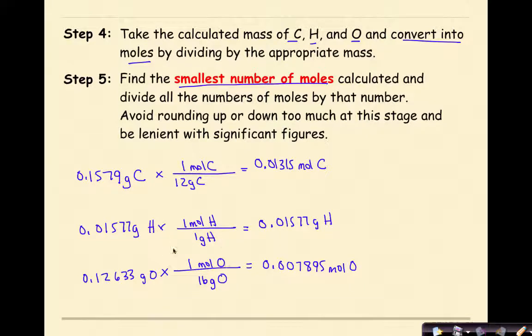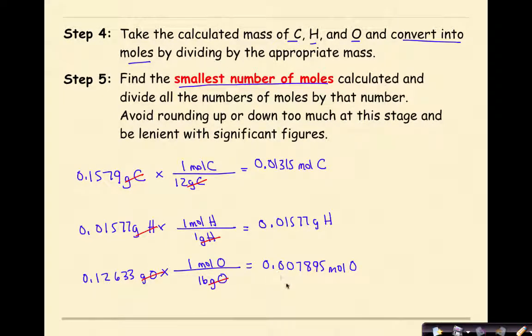And then I worked my problems here. I made sure that my units canceled, grams cancel grams. In all of these situations, I'm going to be left with moles at the end. And then I actually did the calculation. So if you did this for moles of carbon, you should have gotten 0.01315. For hydrogen, 0.01577. And for oxygen, 0.007895. The next step is to look at these 3 numbers and say to yourself, okay, which one is the smallest one? And if you say moles of oxygen, you're correct.